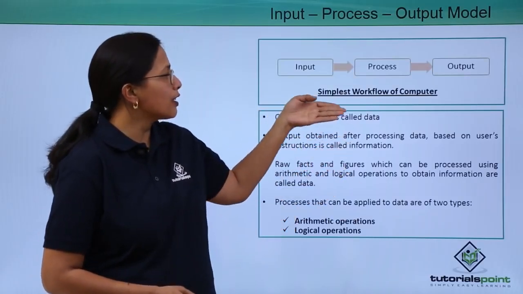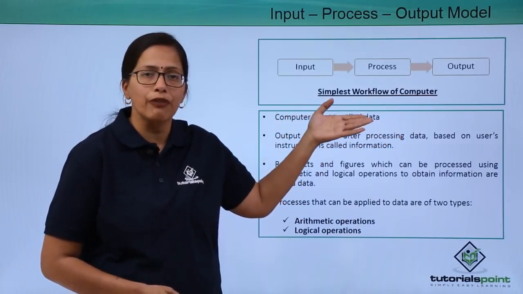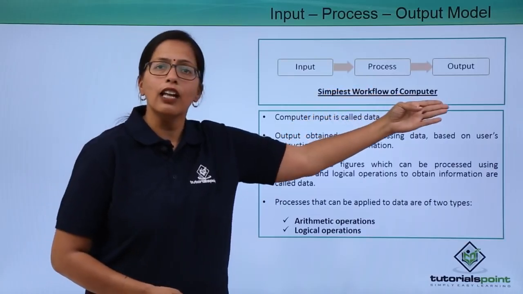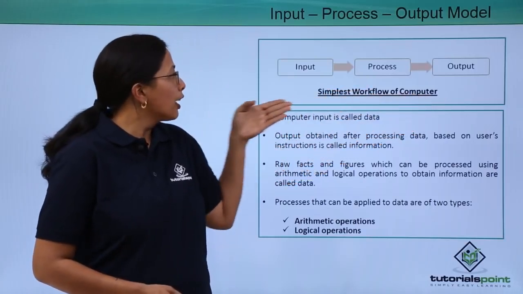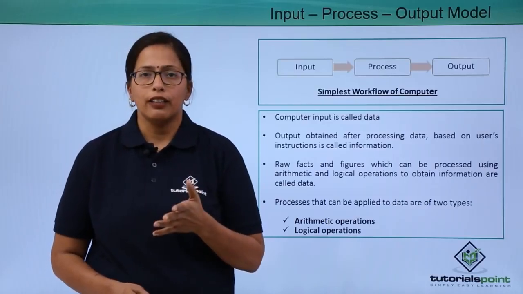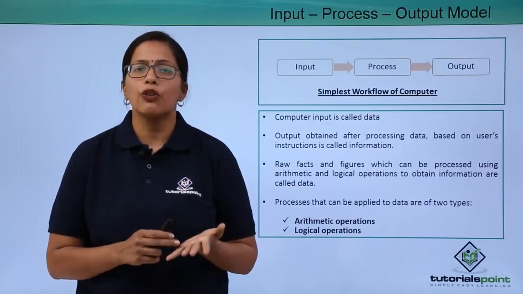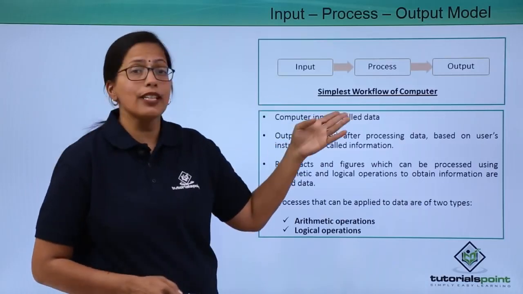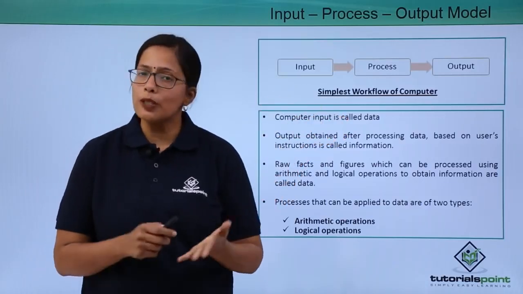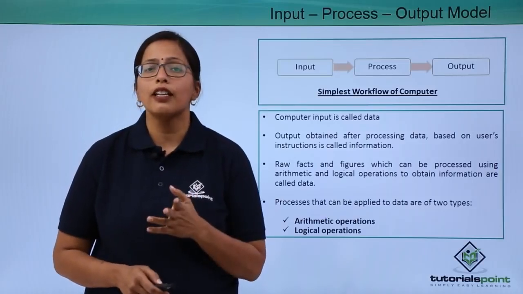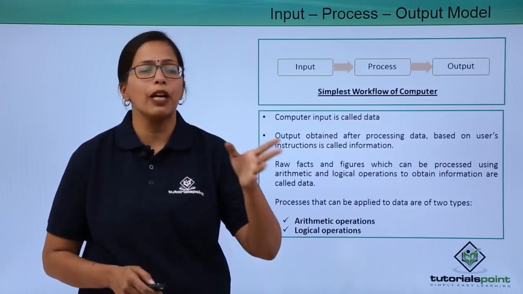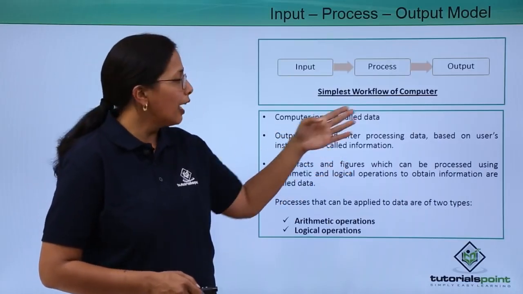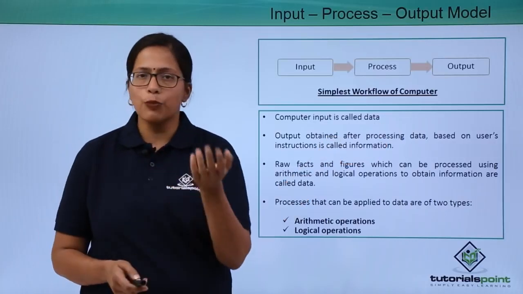Here, as you can see, this is the simplest workflow of a computer that I have drawn for you. An input is given, which is processed, and an output is given. Computer input is called data. Any raw information, raw facts, figures are called data. This data is processed upon by the computer. How is this processing done? This processing is done as per the instruction given by the user, and depending on the process that is applied, an output is given.